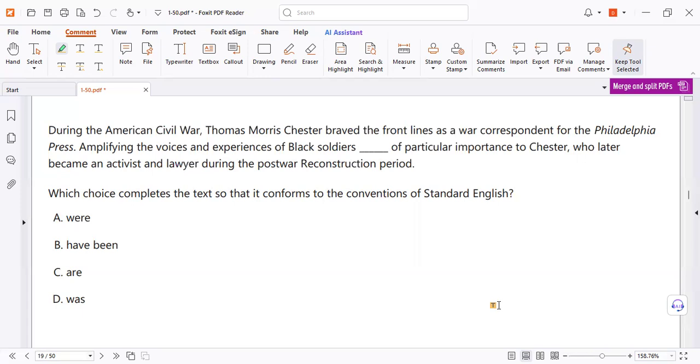Letter D. It's correct. Here the subject is a gerund. So a gerund is always singular.